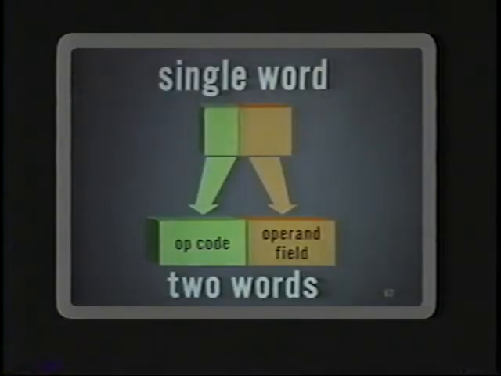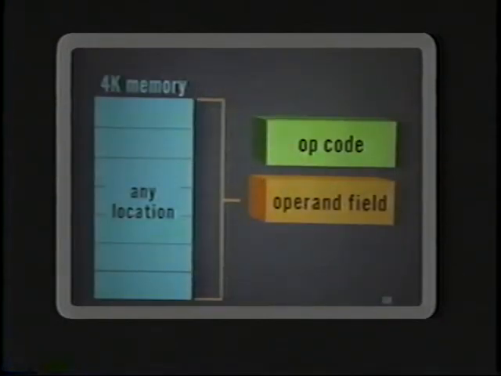One of the simplest solutions is to use more than one word to hold all of the information contained in the instruction. In this example, we've divided the instruction into 2 words. One word holds the opcode, the other the operand field. This multiple word instruction solves our problem by providing enough address bits to address all 4K of memory directly.